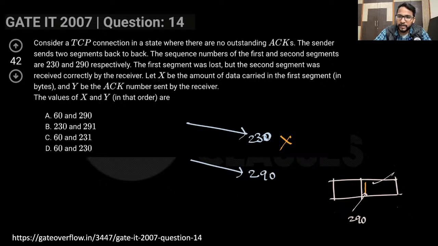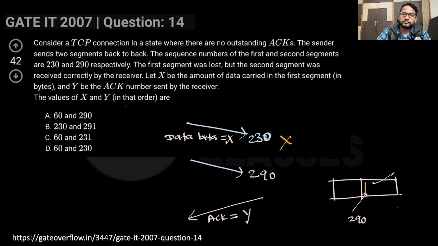Let X be the amount of data carried in the first segment, that is, the data bytes are X, and Y be the ACK number sent by the receiver. So let's suppose the ACK number is Y. Thus, tell me the value of X and Y. Let me know what the answer is here. This question is very nice.